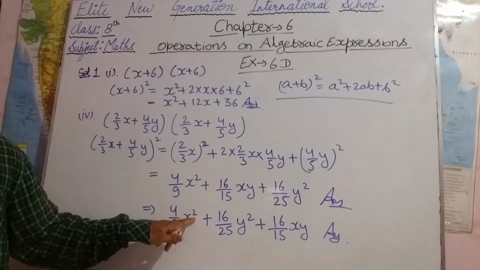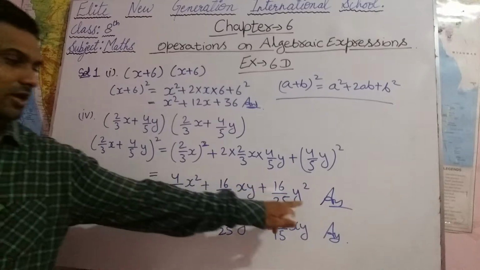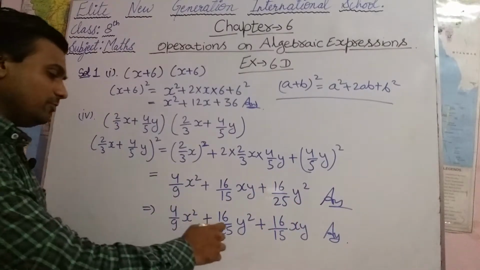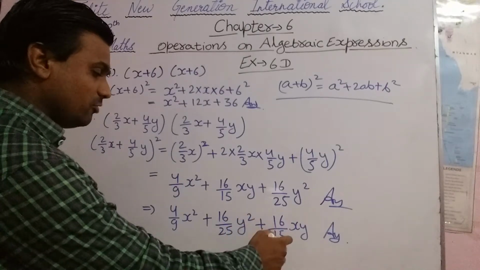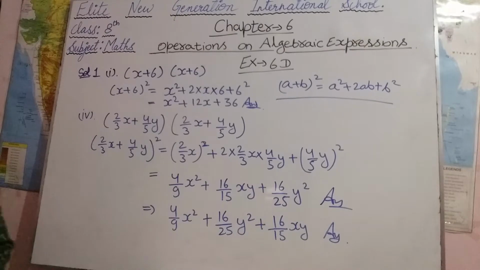Here x power is 2 and here y power is 2, so we can write it up to here also. So 16 upon 25 y square plus 16 upon 15 xy will be the answer. Now after this, see the next question.